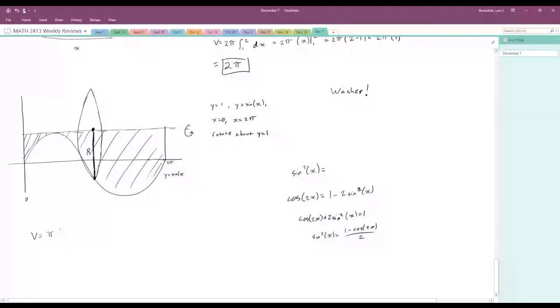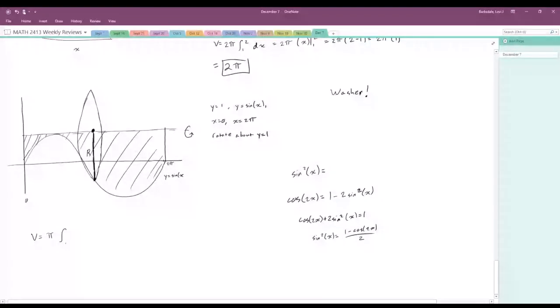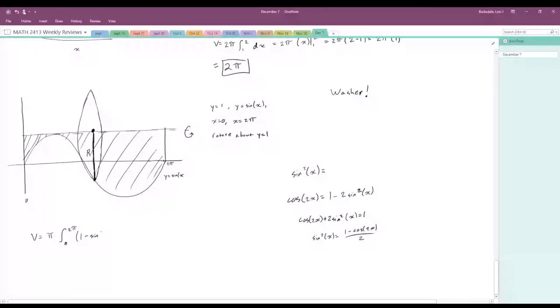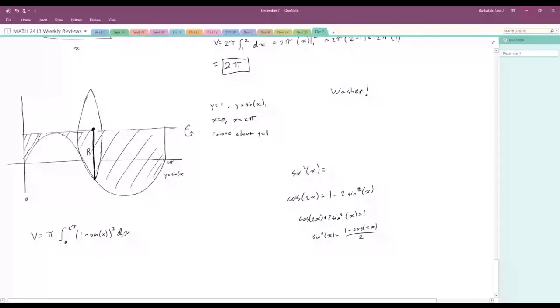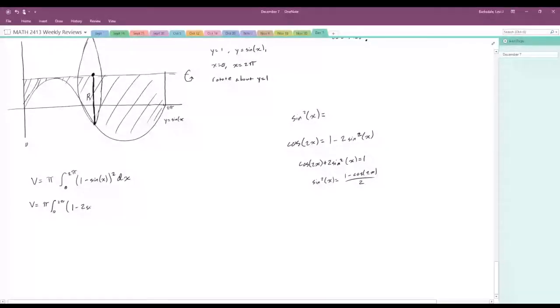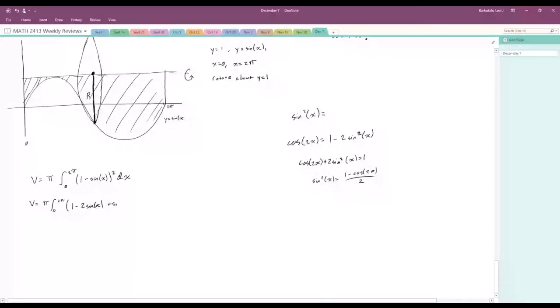So we'll be integrating pi times the integral from 0 to 2 pi of just our capital R squared. In this case, our capital R would be our top function, y equals 1, minus our bottom function, minus sine x. And we'll square that times dx, right? Is that the same setup you got? Yes. Okay. Now I'll go ahead and multiply that out. That gets me 1 minus 2 sine of x plus sine squared of x.